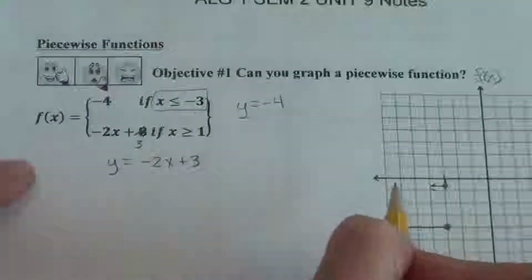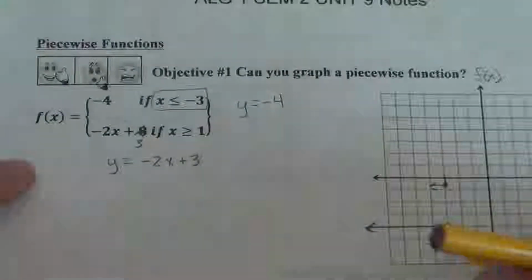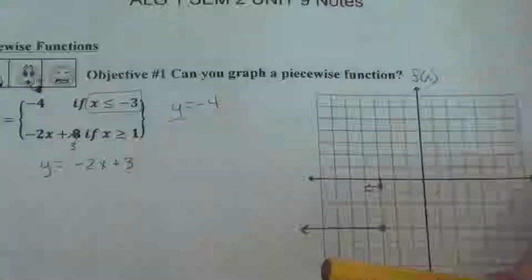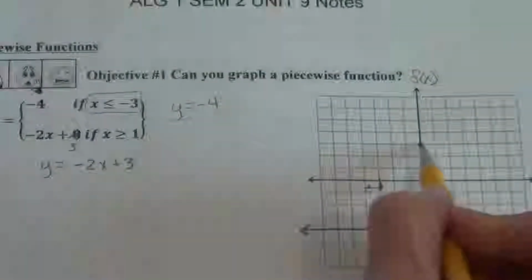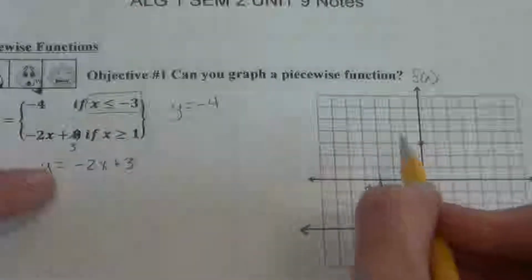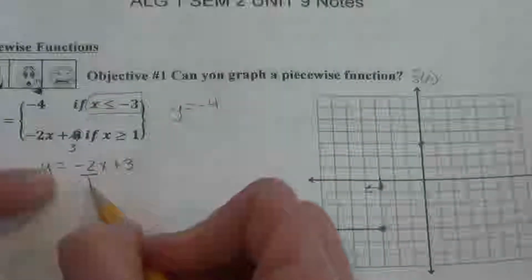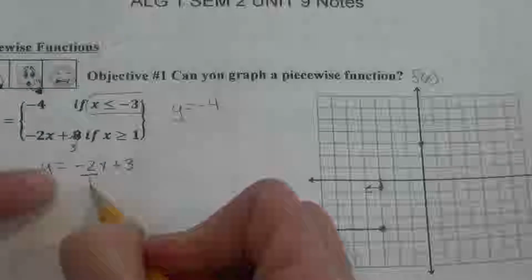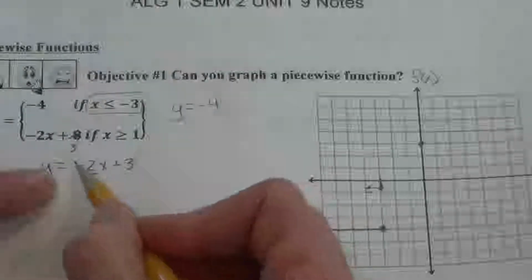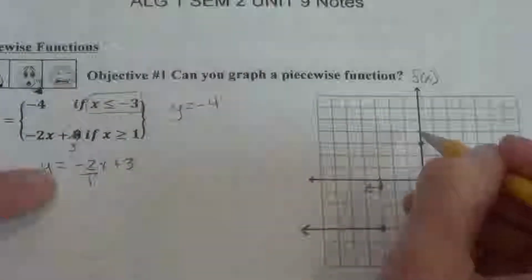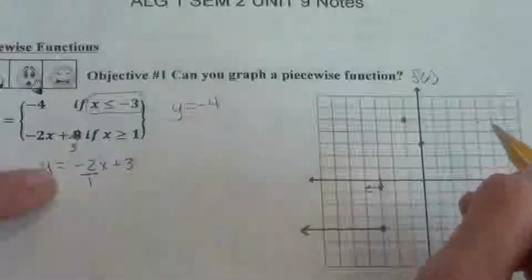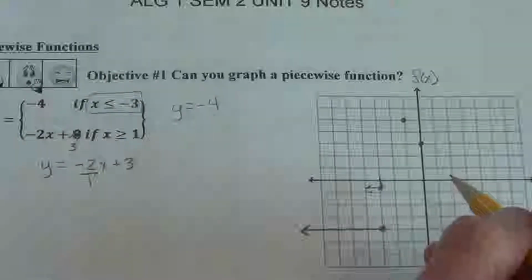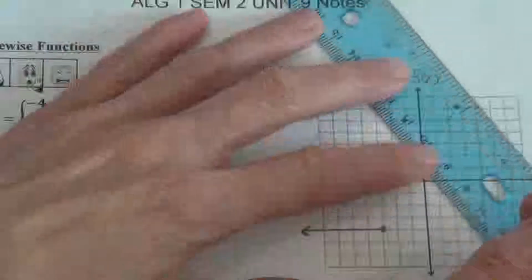So -2x plus 3. To graph that, you will come over here and go to +3. That's your y-intercept. Now you are going to rise 2 and run 1 to the left because it's a negative. So from that point, you're going to rise 2, run 1 to the left. Now lightly draw in your line.